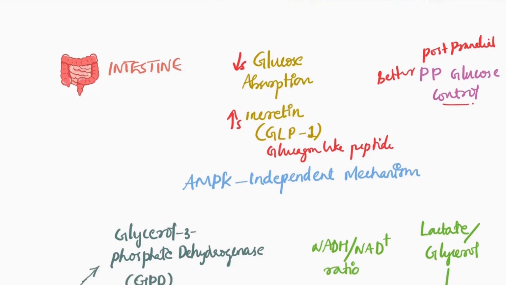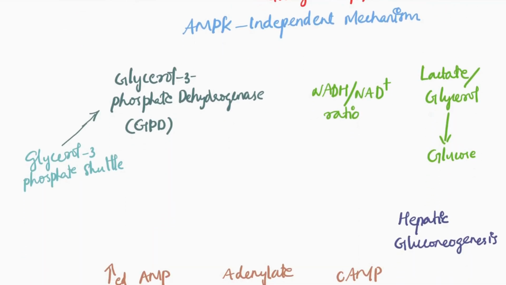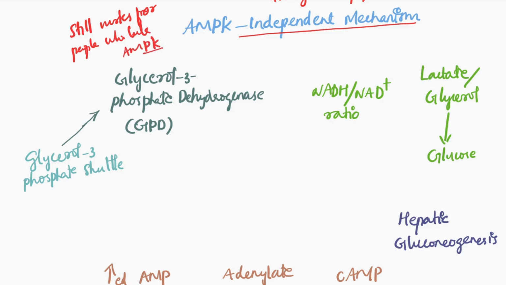In the above, we have discussed the AMPK dependent mechanism of action of metformin. Now we will see the AMPK independent mechanism of action, because metformin still works effectively even in individuals where AMPK is absent. So in individuals where this enzyme is absent, metformin still shows its effect of lowering the blood glucose level.